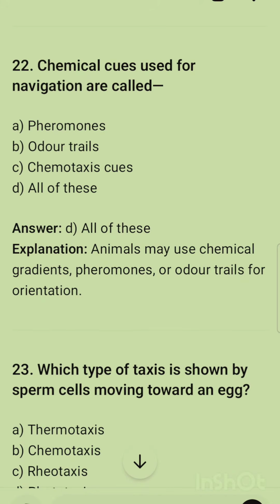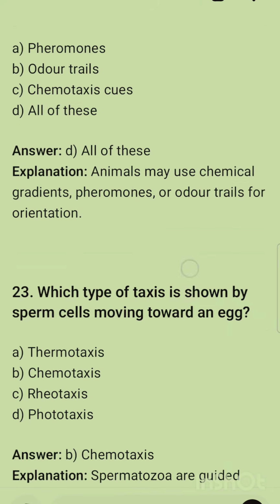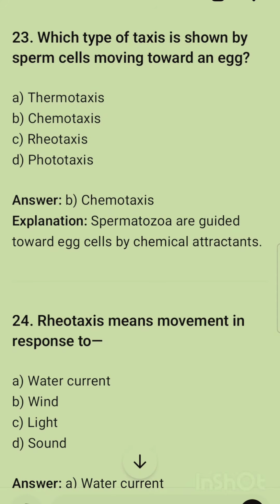Chemical cues used for navigation are called. The correct option is all of the above, as chemical cues used for navigation are pheromones, as these are chemicals, odor trails, chemotaxis cues. Which type of taxis is shown by sperm cells moving towards an egg? The correct option is chemotaxis.